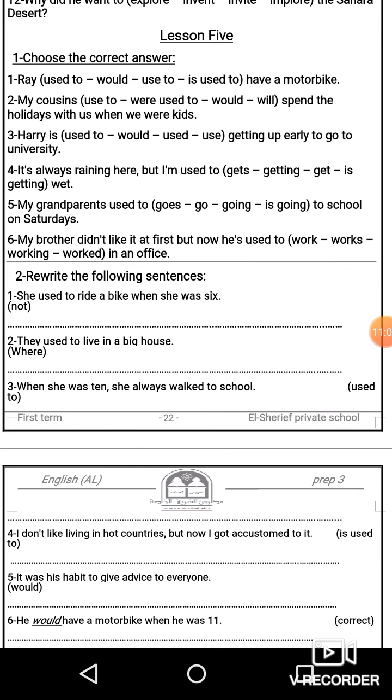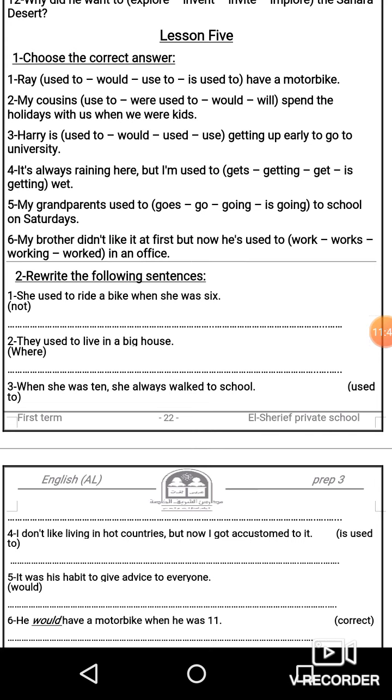Number 4. I don't like living in hot countries, but now I got accustomed to it. I can say, I don't like living in hot countries, but now I am used to living in it. Or in other words, I am used to living in hot countries.